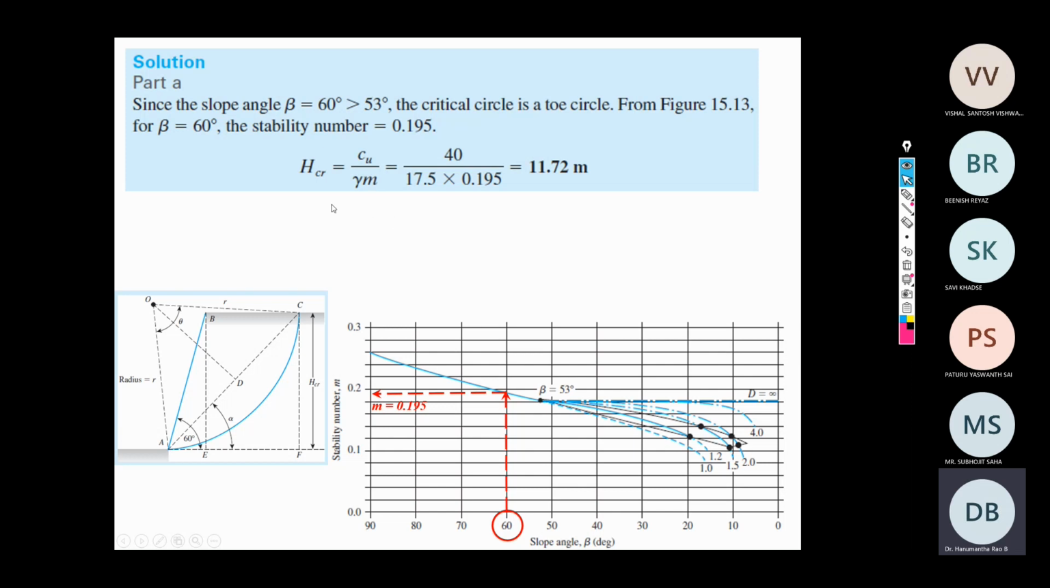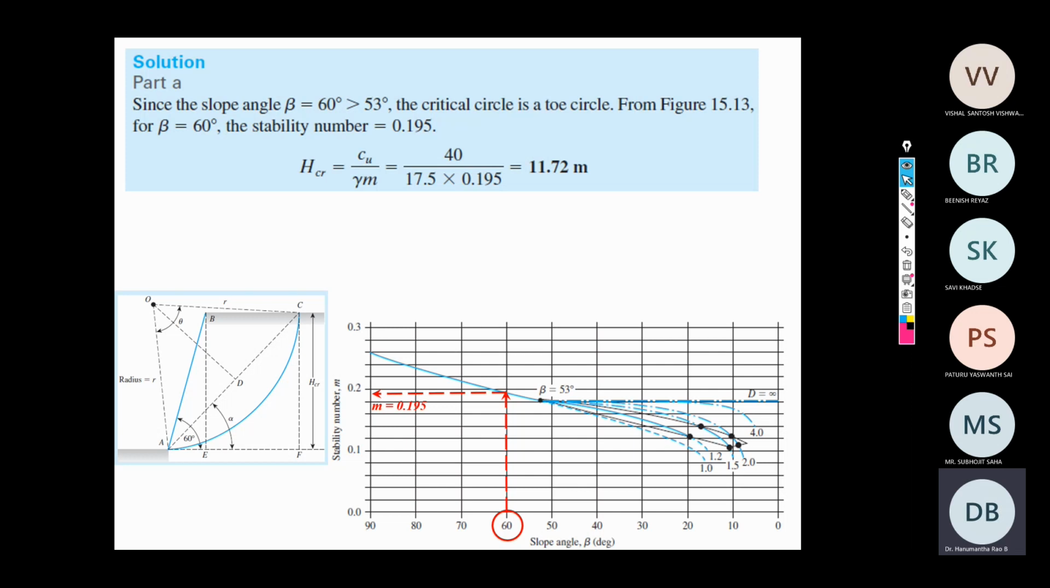But you are asked to determine the critical height for a given value of Cu and gamma. The stability number m has been picked up from this chart. So now I know the value of m, that is 0.195. The only unknown parameter is h critical. So h critical is equal to Cu by gamma into m. Cu is 40 kilopascal, gamma is 17.5, and the stability number m is 0.195, so h critical is 11.72 meter. Okay, so that is the critical height of the slope, when you want to maintain a beta, the slope angle, of 60. That is the height you can maintain.